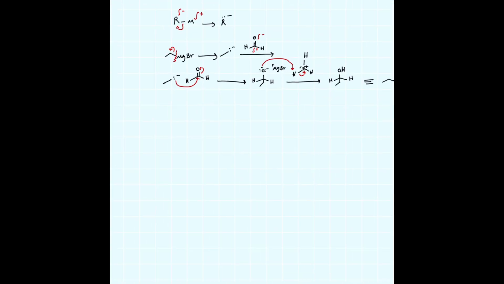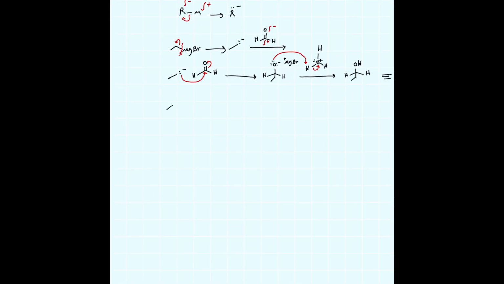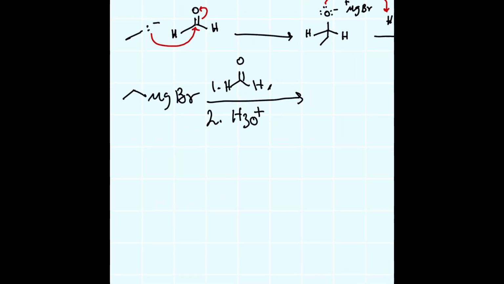So if you ever see a species that is connected to a metal and is reacting with a carbonyl group, like formaldehyde, they're usually going to write acid as the second step. And don't forget, we always need a solvent for our reagent, so we're going to use diethyl ether here.